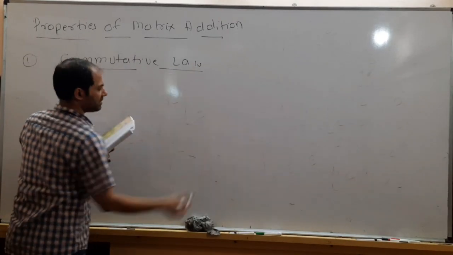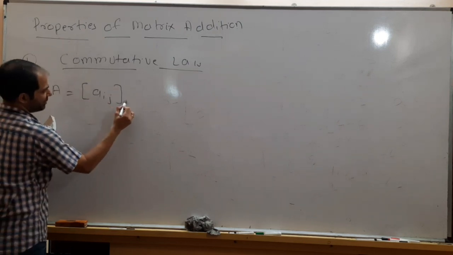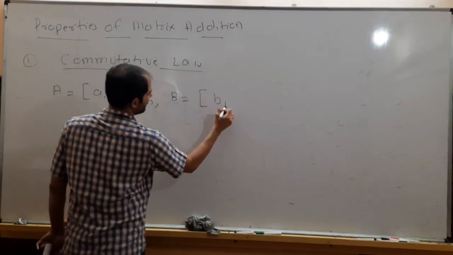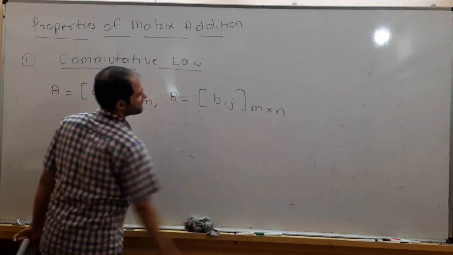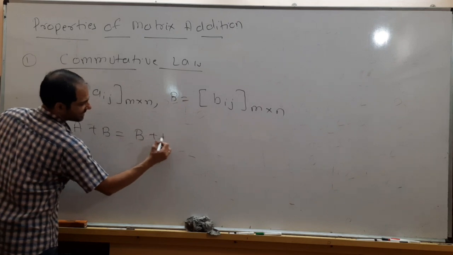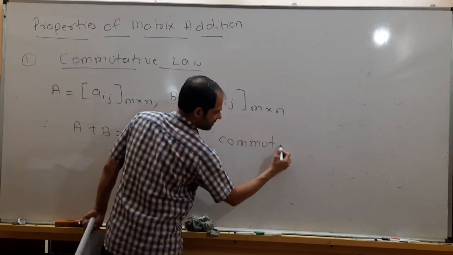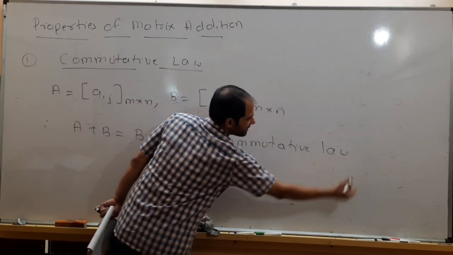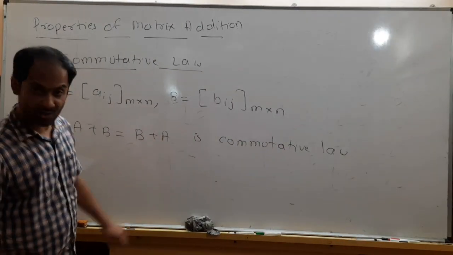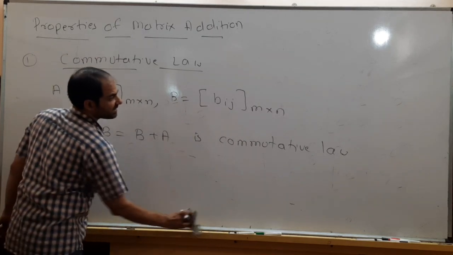Commutative law. What it states: A is equal to Aij of the order n cross n, and B is equal to Bij of the order n cross n. If these two are given matrices of the same order, then A plus B is equal to B plus A. That is the commutative law. That you know in addition of two numbers: a plus b is b plus a, or x plus y is equal to y plus x. In the same way, A plus B is equal to B plus A, but they need to be of the same order.